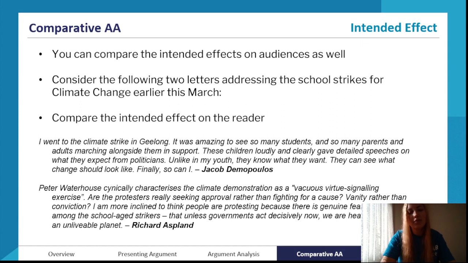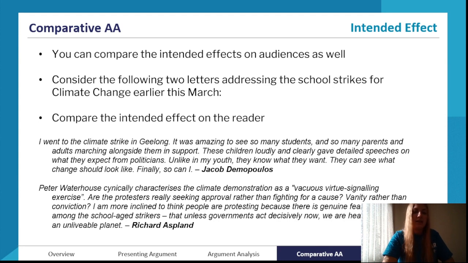I went to the climate strike in Geelong. It was amazing to see so many students and so many parents and adults marching alongside them in support. These children loudly and clearly gave detailed speeches on what they expect from politicians. Unlike in my youth, they know what they want. They can see what change should look like. Finally, so can I. So that's Demopoulos.